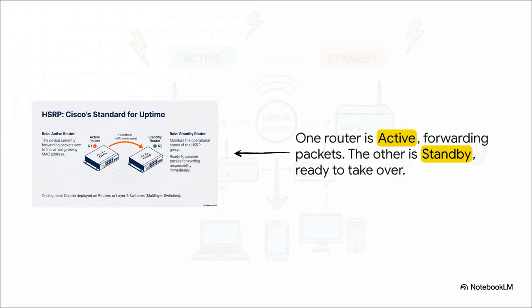In the world of HSRP, routers get assigned jobs. You have one, and only one, active router. This is your quarterback, the one handling all the traffic that's sent to the virtual gateway. All the other routers in the group, they're in the standby role. They just sit there, listening silently, monitoring the health of the active router with these little heartbeat hello messages, just waiting for their chance to jump in.